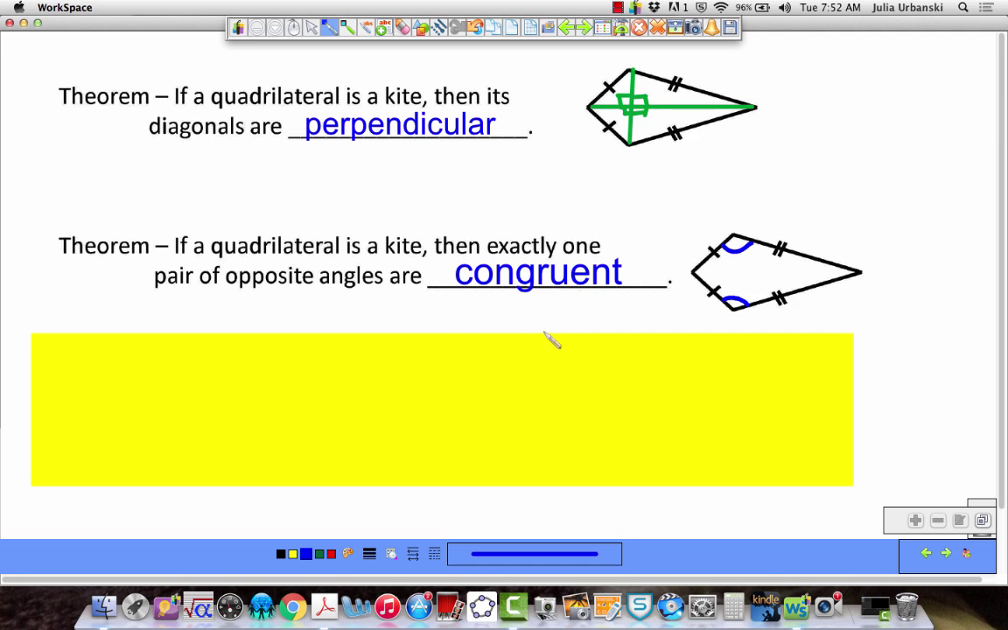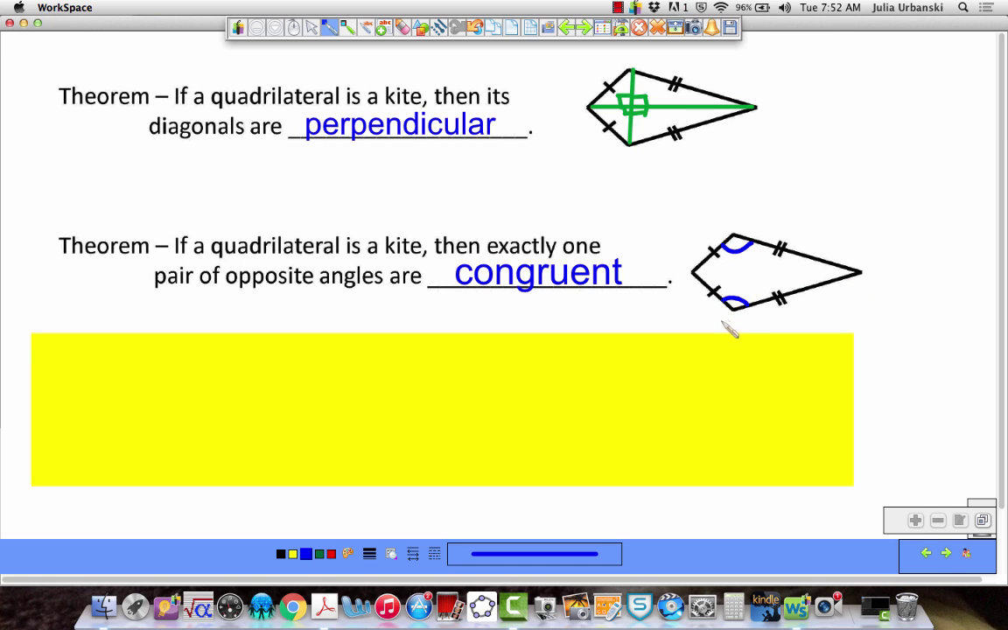I'll go check it in a second. Alright, so when this angle is equal to this angle, notice that it's the angles that are in between the two non-congruent sides. This angle is not equal to this angle. Okay, so this angle is not equal to this angle, only these two are.